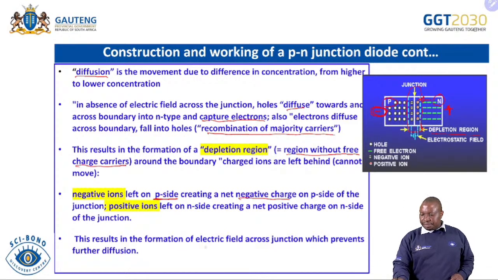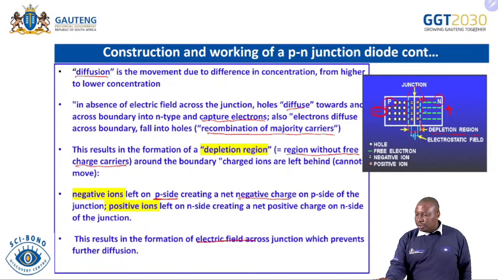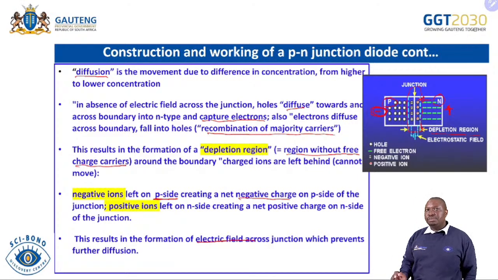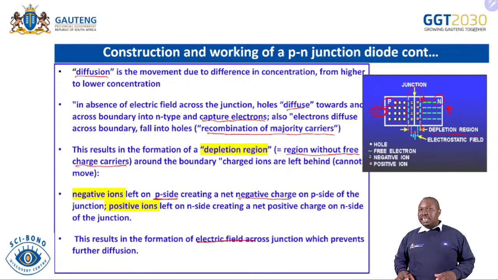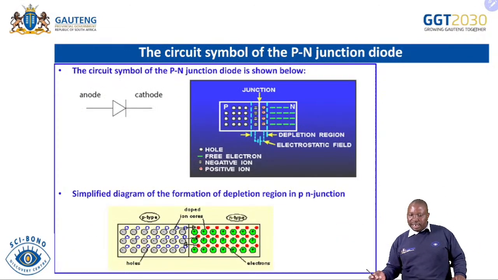This results in the formation of an electric field across the junction, which prevents further diffusion. So now we will not have further diffusion, because we've created the junction in between, where there is depletion in terms of positive and negative. So we only have negative this side and positive that side. So you can see that's how the PN junction works.